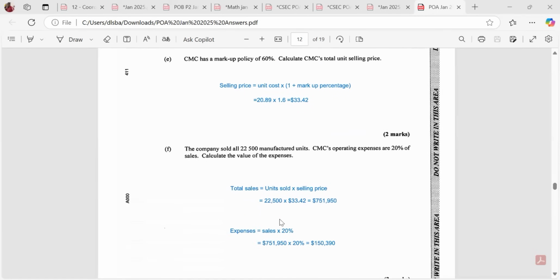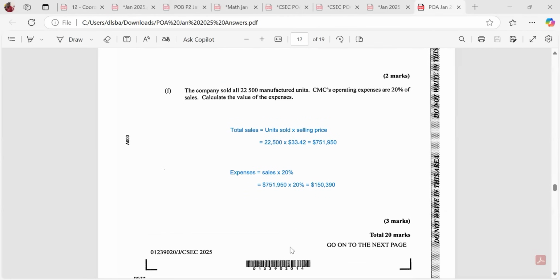2 marks. The company sold all 22,500 units. Operating expense is 20% of sales. Calculate the value of expenses. So if the selling price is $33.42, and we sold 22,500, to calculate sales we just take the total units multiplied by the selling price. Once we get that figure, we know expenses is 20% of that figure, so we just multiply that by 20%. That is 3 marks, and that is number 3.